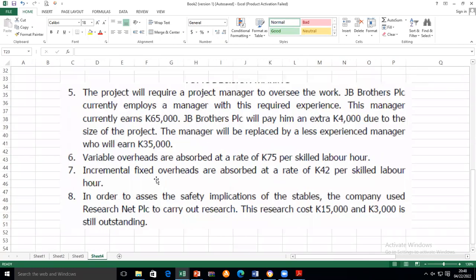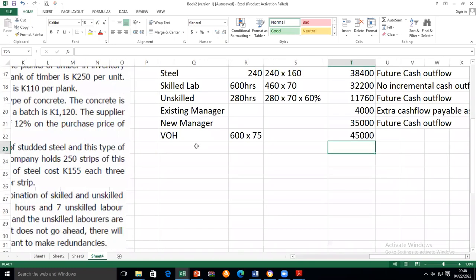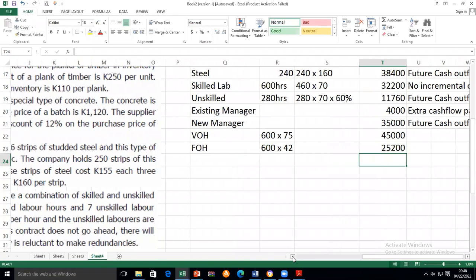Let's close. Incremental fixed overhead absorbed at the rate of 42 per skilled labor hour. These are incremental. Incremental fixed overheads. Fixed overhead, 600 by what? By 42. That's 200.